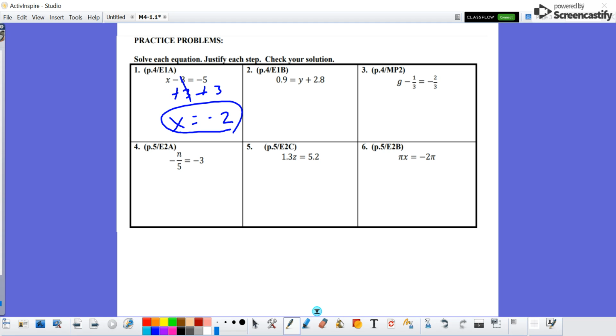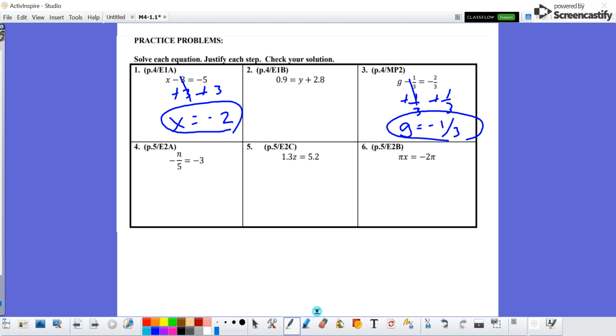We see a question here, working with some fractions. We can use that ABC button on our calculator or our past knowledge of working with fractions. But we see g minus a third equals -2/3. I added a third to both sides. Ultimately, I get g equals -1/3 as a result.